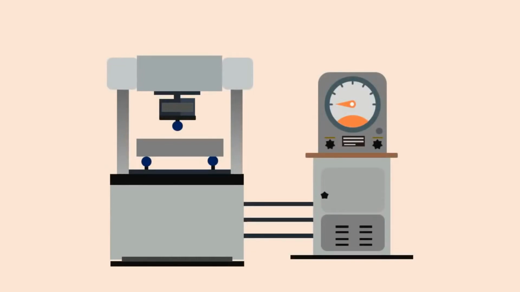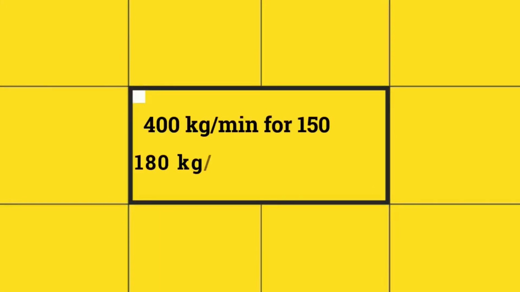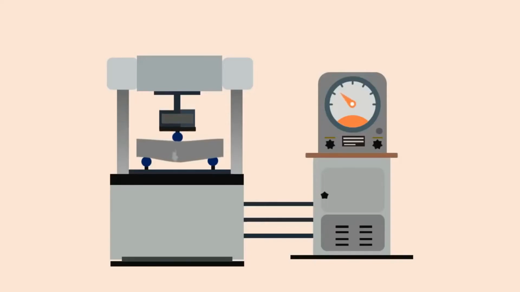The specimen is placed on the rollers and centered with the longitudinal axis of the specimen. The load is applied at a rate of 400 kilograms per minute for the 150 millimeter specimen and at a rate of 180 kg per minute for the 100 millimeter specimen. Finally, note down the load at which the specimen fails by developing cracks. Now measure the distance between the line of fracture and the nearest support.